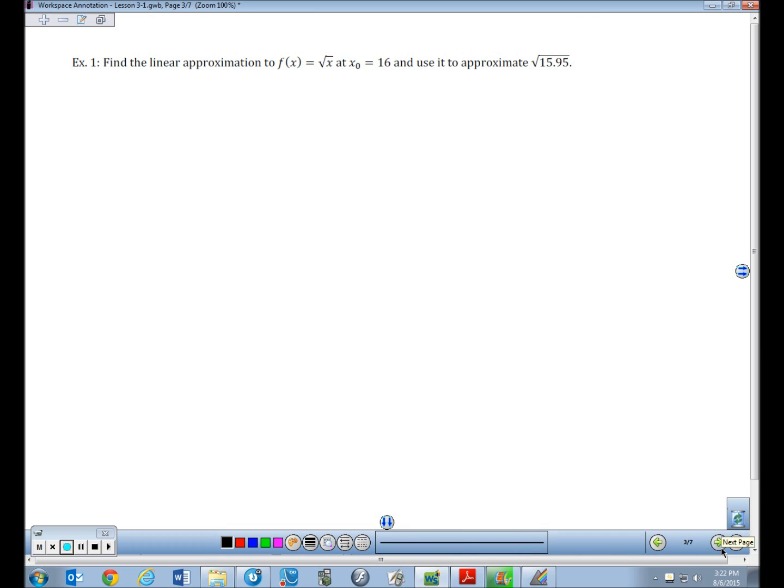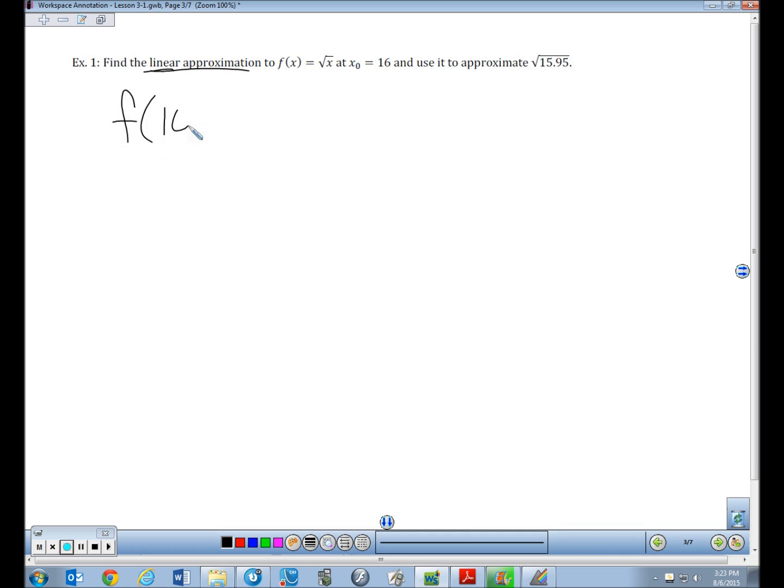Example 1. Find the linear approximation to f of x equals the square root of x at x naught equals 16 and use it to approximate the square root of 15.95. So, we know this is a linear approximation problem for multiple reasons. The main reason is that it says find the linear approximation. Okay, but sometimes they won't say that. They'll say approximate the square root of 15.95. Well, 15.95 is really close to 16, and 16 is really easy to take the square root of. And because that's easy to take the square root of, and this one's more complicated, we're going to use linear approximation to do this.